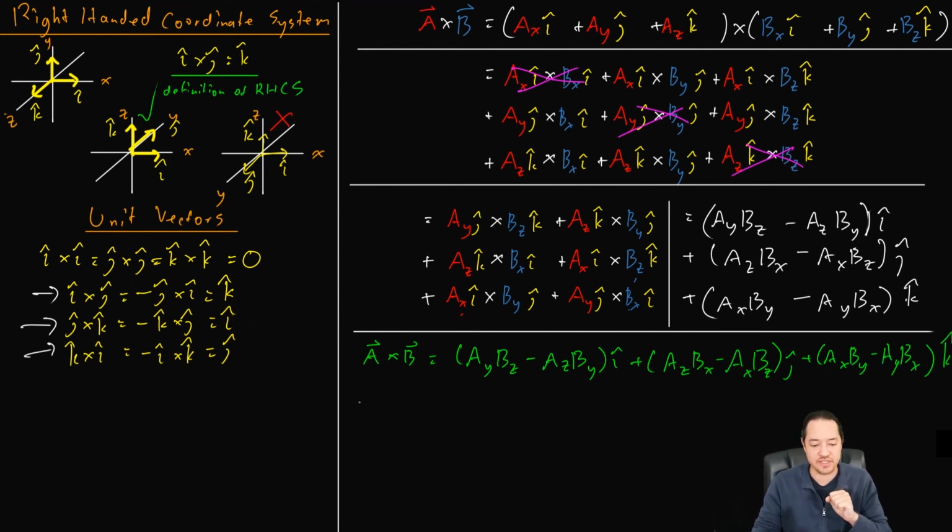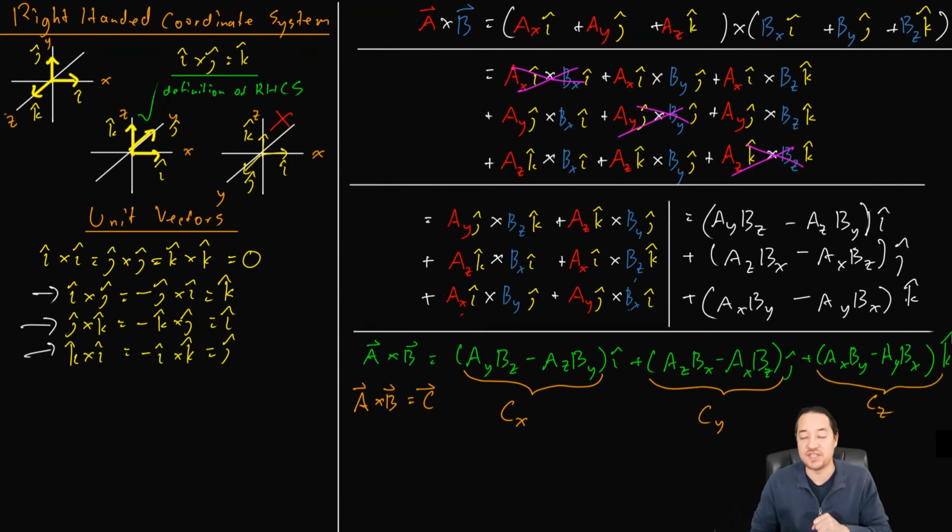Okay, so remember, the idea here is that A cross B equals C. And in this case, we could see this AYBZ minus AZBY as being equal to the X component of C. And this would be equal to the Y component. And this would be equal to the Z component, right? So if you wanted to write down the vector C, that's a result from this cross product, this is how you would do it. These would be your X, Y, and Z components. And this sort of finalizes how we're able to calculate the cross product.